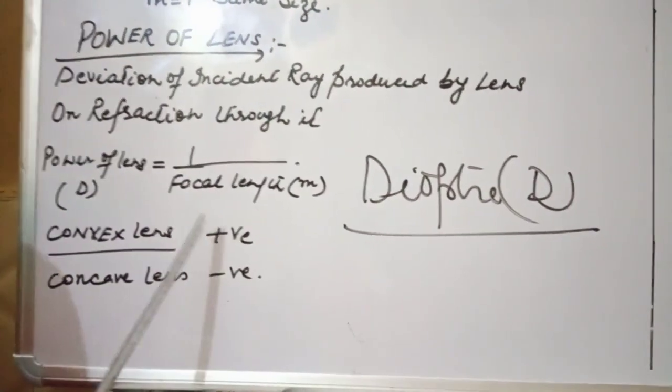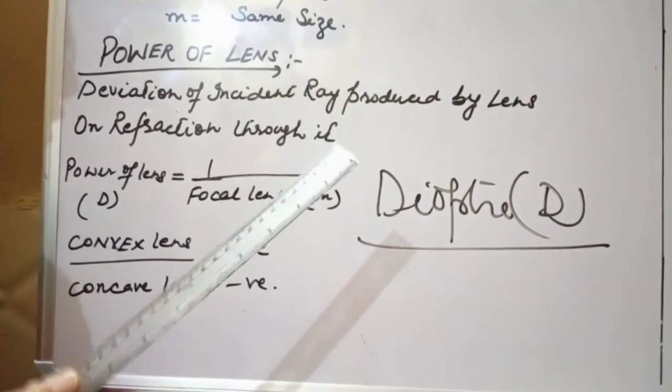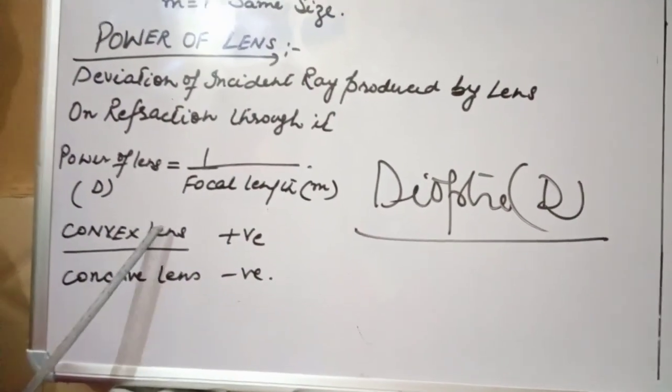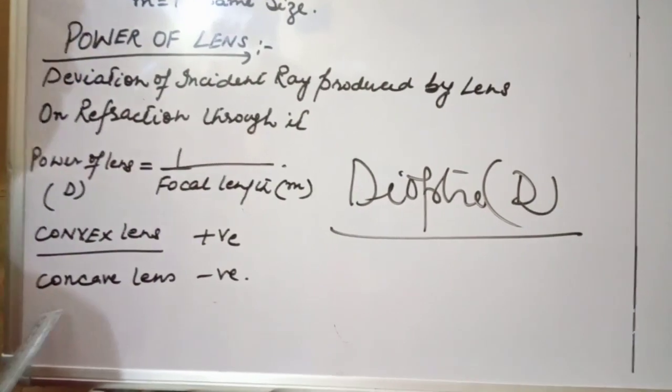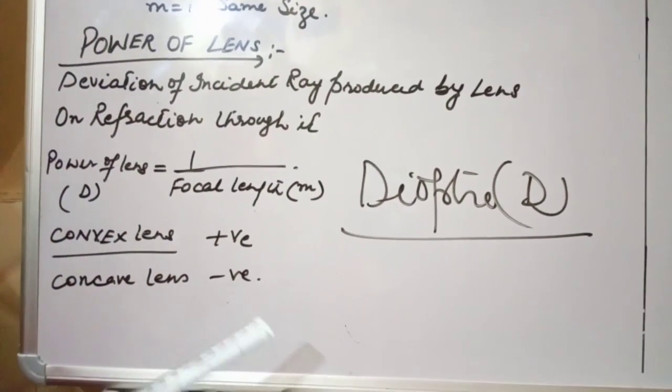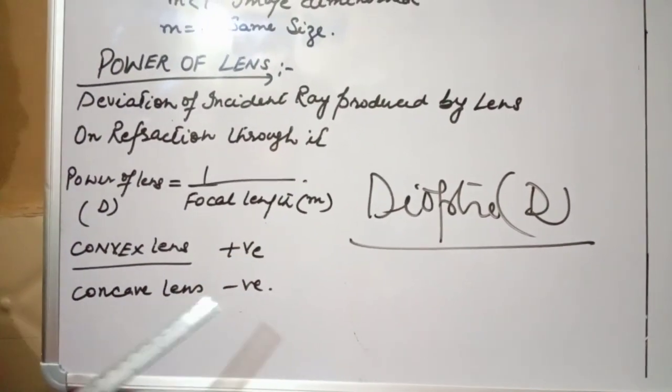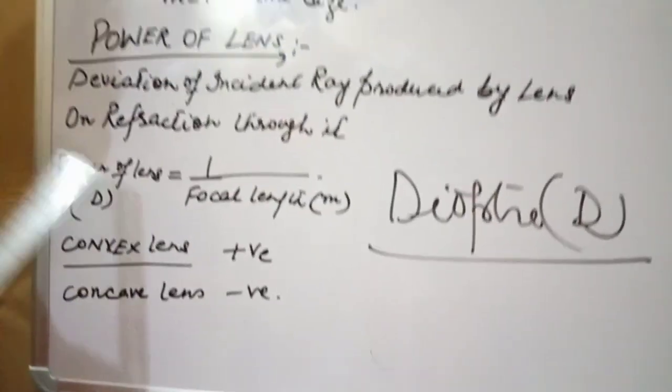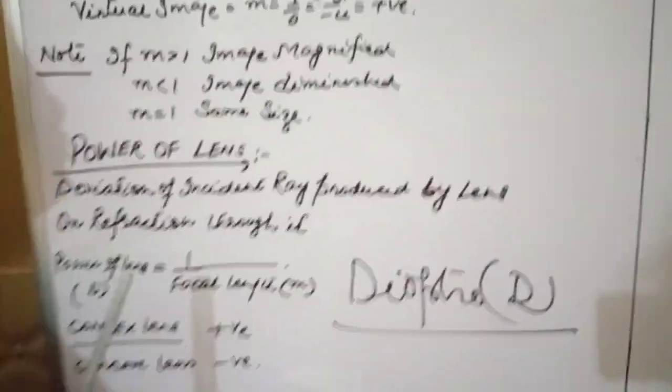For a convex lens, power of lens is always positive. Why? Because focal length of a convex lens is positive. Power of a concave lens is negative. Why? Because focal length of a concave lens is negative. So wholly and solely, power of lens depends upon the focal length.